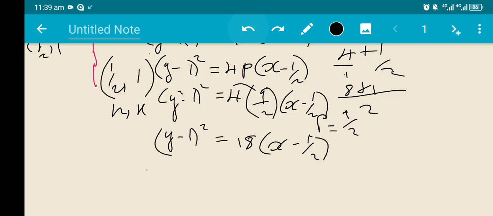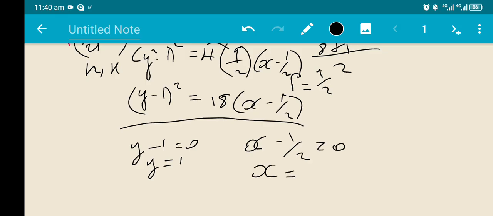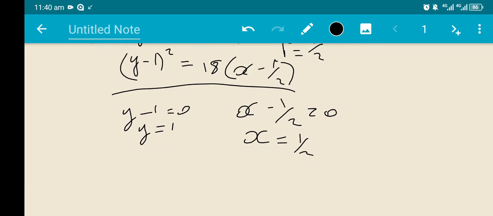We're done. This is our equation, and those values are our final answer. So just write down the vertex and where it is located. Equate this to 0 and solve for y. So y minus 1 should be equal to 0, so it is located at 1. What about x? x minus 1 over 2 should be equal to 0, so x is equal to half. So it is centered at h, comma k, which is 1 over 2, comma 1.